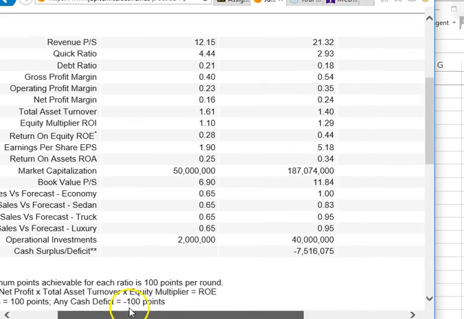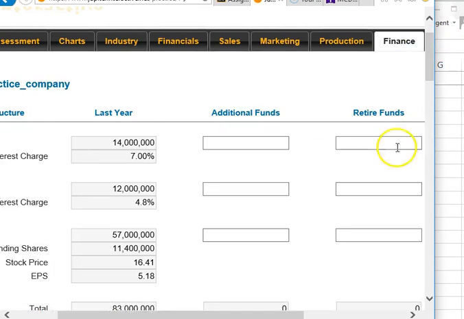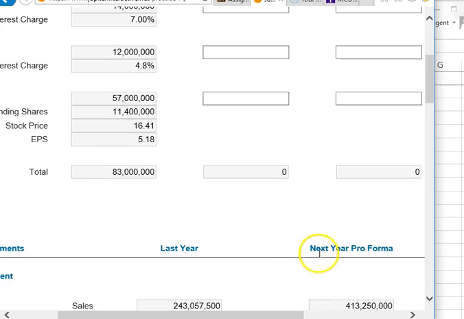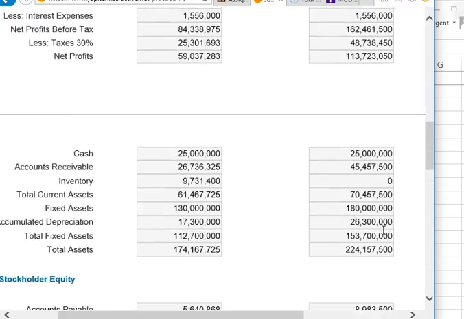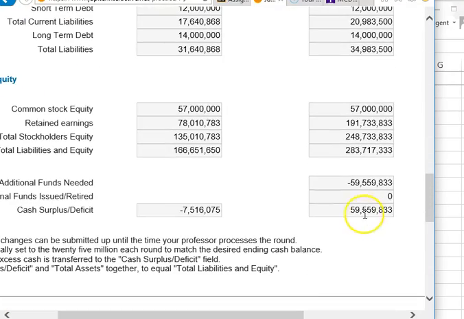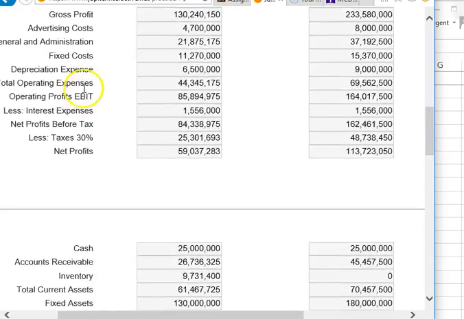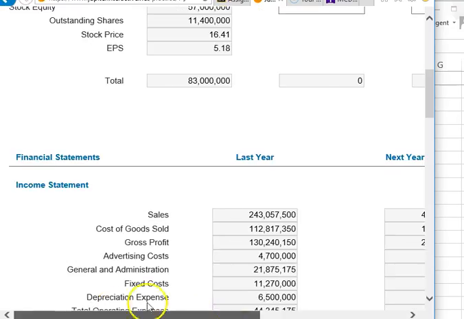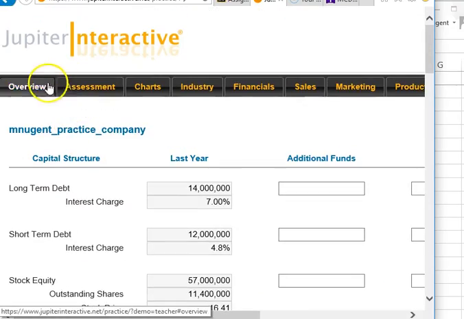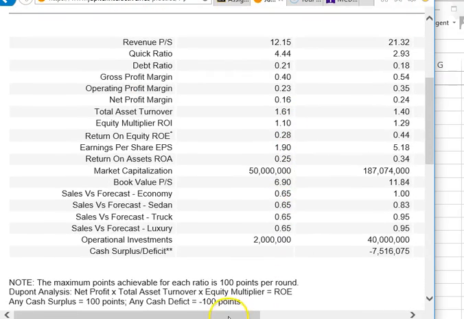Next class, next chapter, we're talking about pro forma financial statements. As you see, you might have seen these here, the next year's pro forma financial statement. We're going to be discussing how those are calculated, why they're important. But you may have been disappointed in some of your practice rounds to see a surplus down here, only to discover that when the round was calculated, in your overview, you had a deficit.